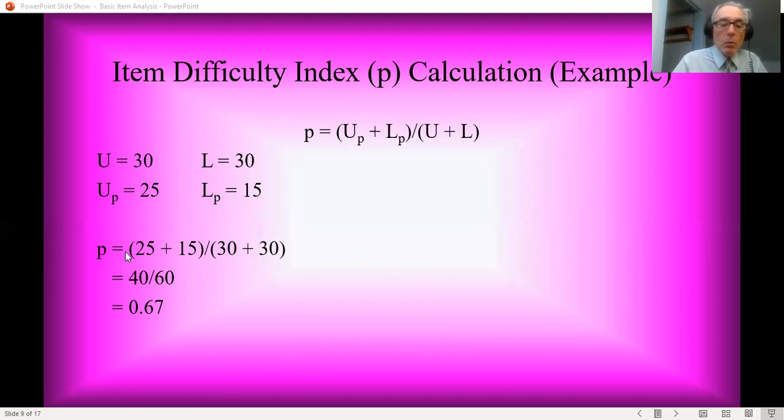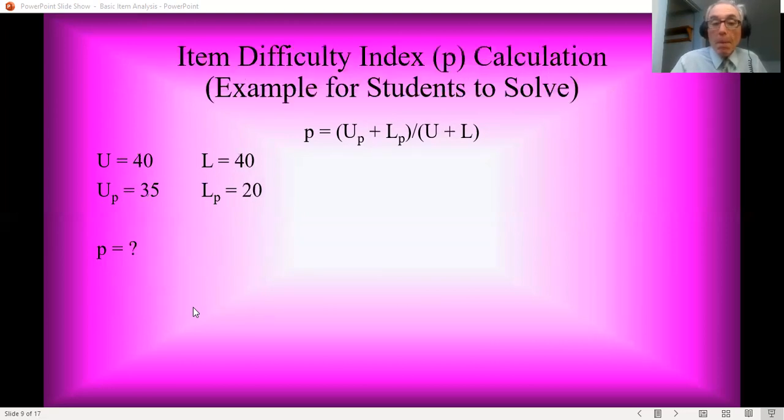Well, P is equal to 25 plus 15, which is 40. That's all the ones in this subsample who have it right, divided by 30 plus 30, or 60. So 40 over 60, or 4 over 6, is equivalent to 0.666, et cetera, or round off to 0.67. So that's saying that roughly 67% of the test takers get the right answer.